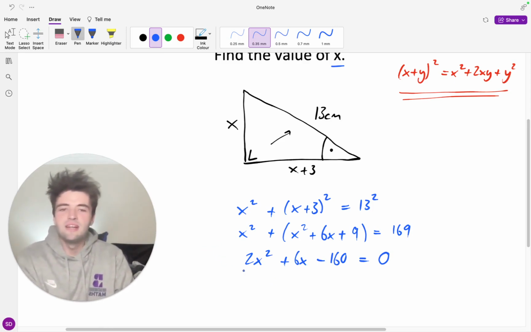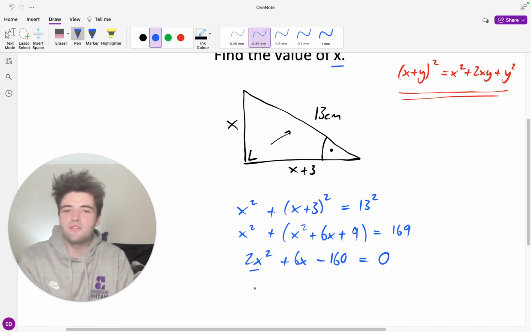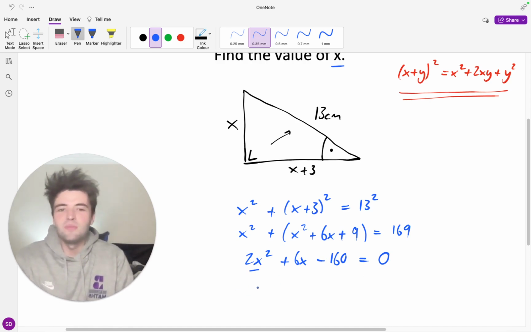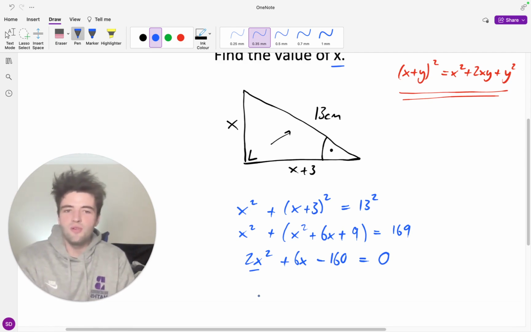And so the next step for quadratics like this, I think the best thing to do is always going to be to try and get rid of the number in front of x squared if you can. So we can see that we've got a 2x squared rather than an x squared, which makes it a much harder quadratic to factorize. But luckily we can divide across here by 2 and it won't result in any fractions. So we can simply divide across by 2, which is going to give us x squared plus 3x minus 80, since 160 over 2 is going to be 80, is equal to 0.